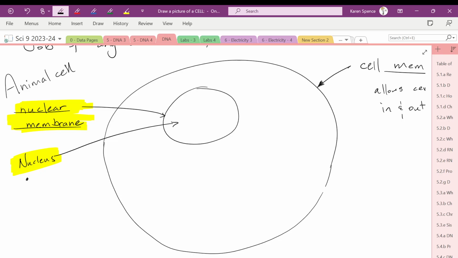All right, so what is the job of the nucleus? What's it doing? It controls the cell. And we're going to be focusing this year on how it controls the cell. So we got one circle, we got two circles, and in fact, we could draw, guess what? One circle, two circles, three circles.